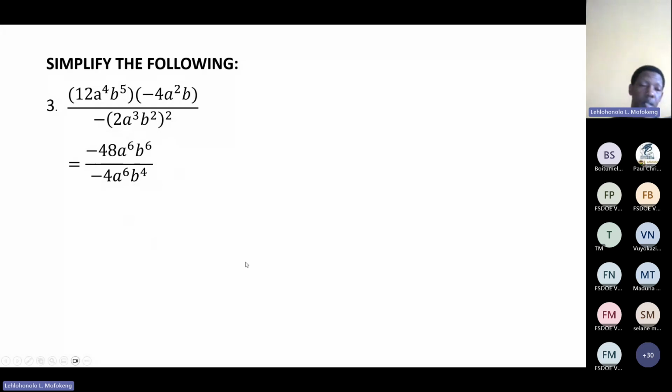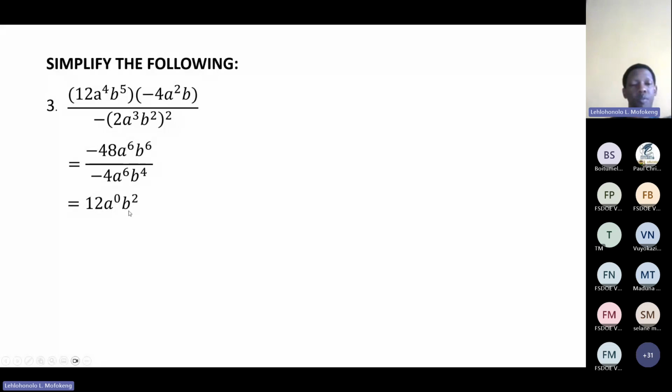And then we can divide now. If we divide negative by negative, we'll get positive. Dividing 48 by 4, we will get 12. And then dividing a to exponent of 6 by a to exponent of 6, because it's the same base, we will say 6 subtract 6, it will give us 0.